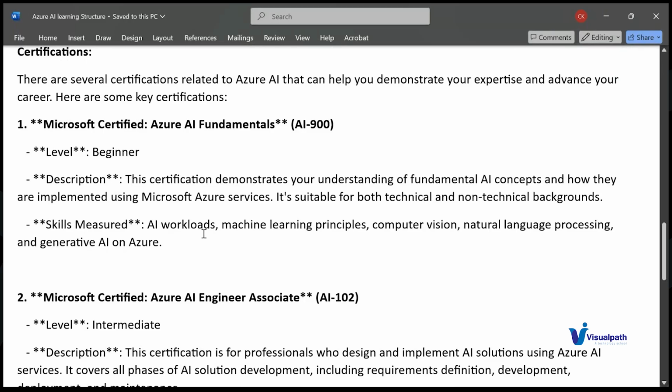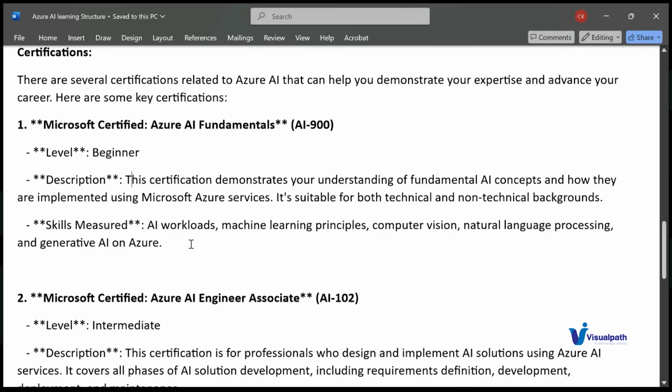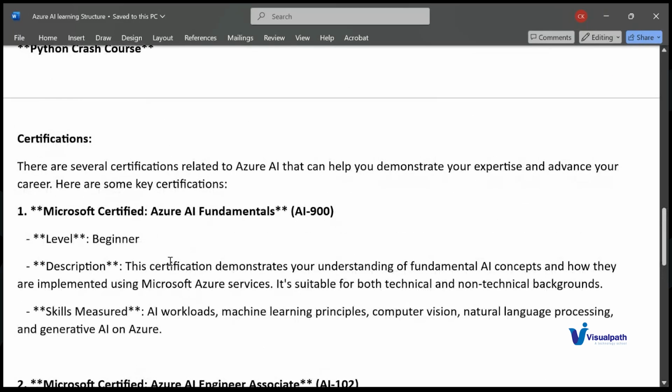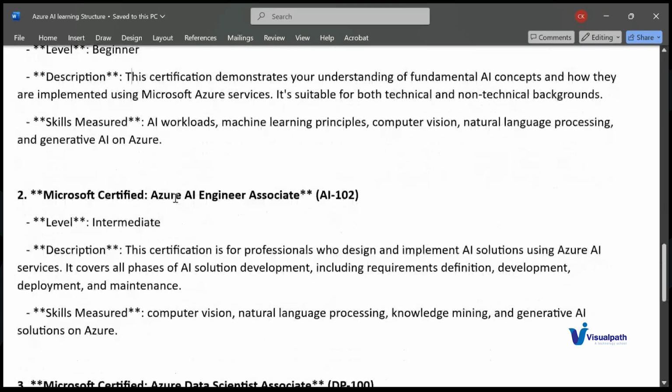So the skills required are that you need to understand machine learning principles, computer vision, natural language processing, and generative AI, which are part of this course. So you can easily crack this Azure AI Fundamentals certification by taking the course. Not only that, we have two more certifications.